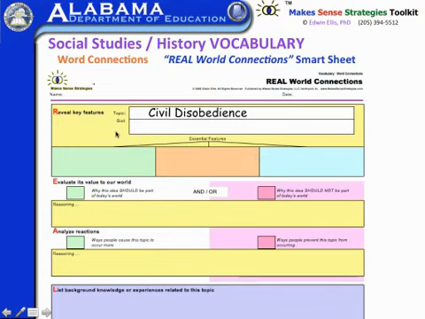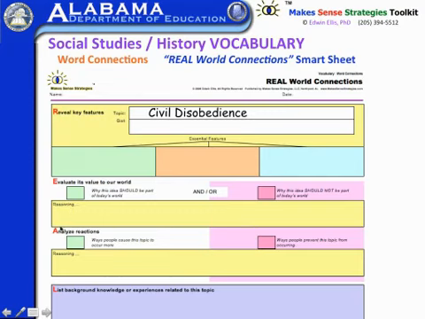Then we start thinking about this term from different perspectives. The E step is evaluate its value to our world. We think about civil disobedience and determine why this idea should be part of today's world and/or should not be part of today's world. In other words, is civil disobedience a good thing or not so great, and why? They select one or the other or both, but then they have to tell me why they made the selection under the reasoning section.